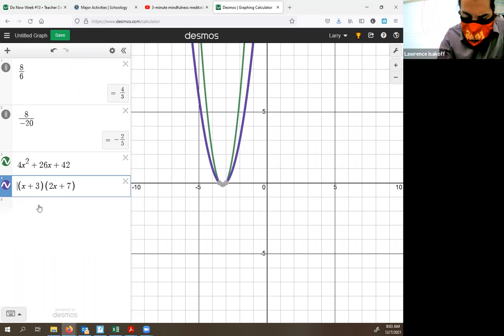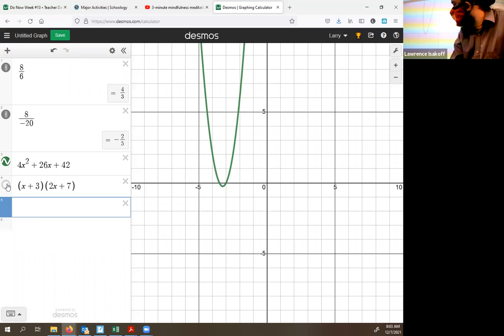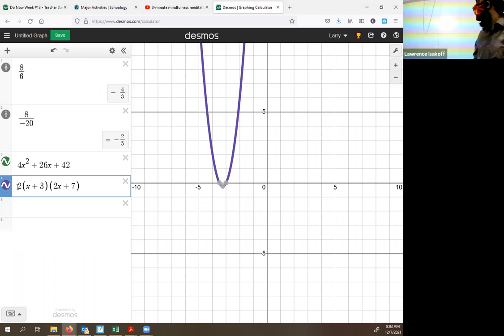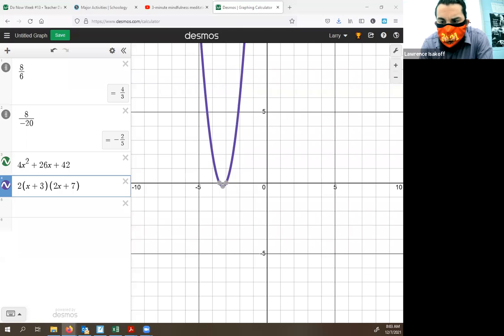If we had forgotten that 2 in front, we'd notice that the purple and the green are just not the same width. They look pretty close, but they're just not exactly the same. But once I put that 2 in front, there we go. So here with this, again, I'm not saying this is the easiest stuff in the world.